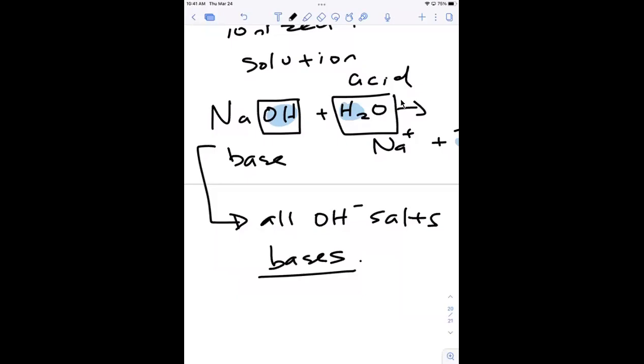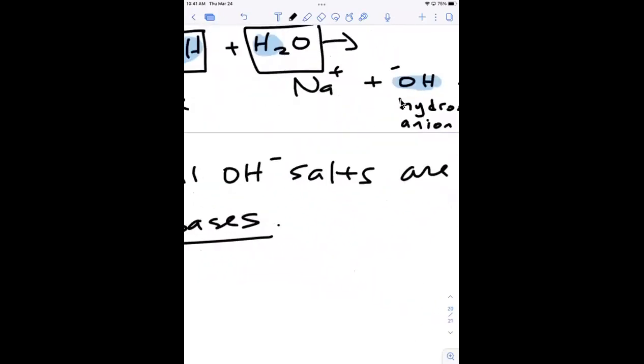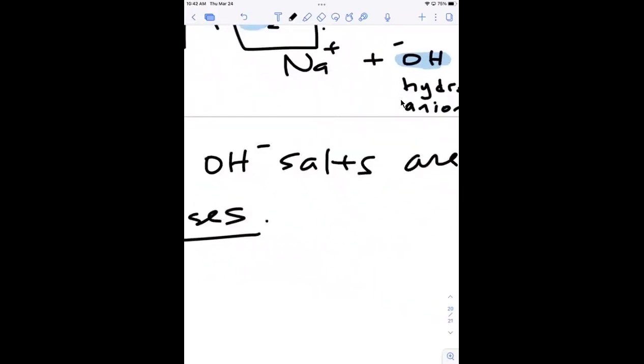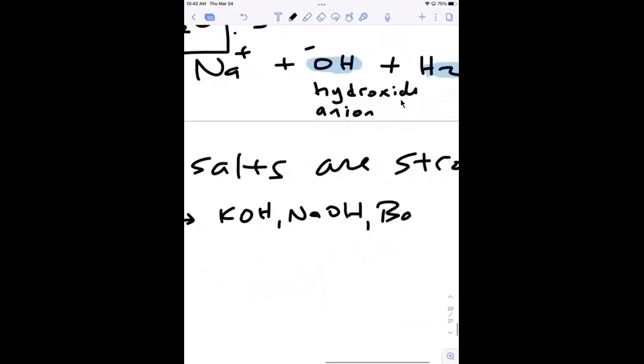All right, if you go back and watch that little solubility video, it was the very last part of that. All right, so when we say all OH salts are strong bases, they're not all soluble. So really what we're talking about is like KOH, sodium hydroxide, barium hydroxide. So salts that are actually soluble, because if you can't get it to dissolve and ionize, then it's not going to react with the acid.